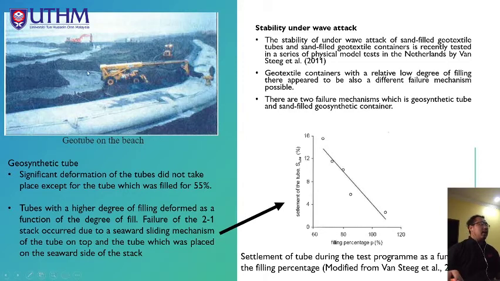From the upper left, you can see in this figure the geotube on the beach. For the geosynthetic tube, a significant deformation of the tube did not take place, except for the tube which was filled to 55%. Tubes with a higher degree of filling deformed as a function of the degree of fill. Failure of the two-wall stack occurred due to a seaward sliding mechanism of the tube on top and the tube which was placed on the seaward side of the stack. This chart shows the filling percentage and settlement of the tube.